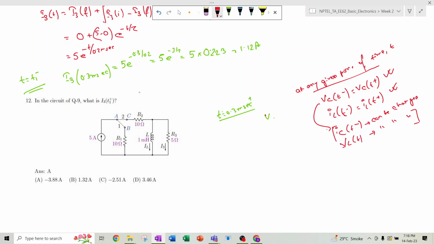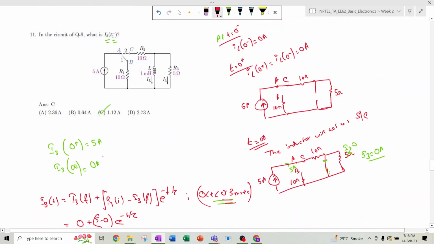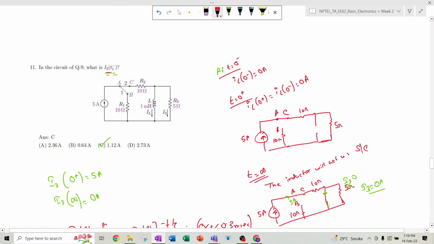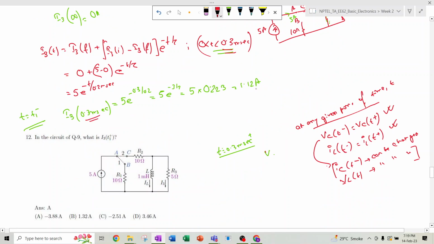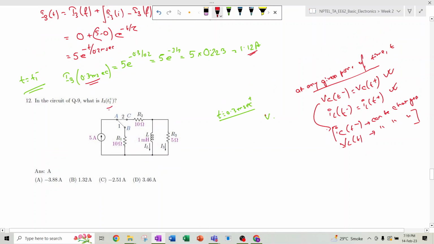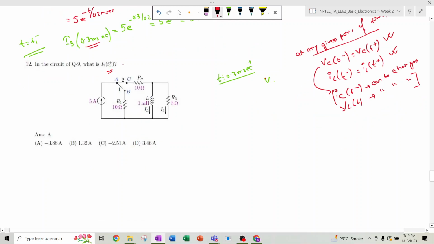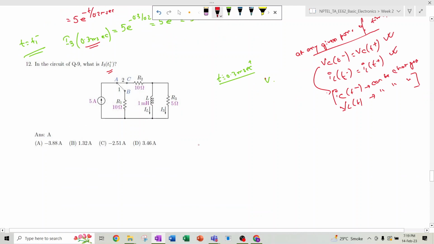In this question, I want to show you one thing: if we find the value of I3 at t1 minus, that means just before t equal to 0.3 millisecond, that value and the value just after 0.3 millisecond may or may not be the same, but we need to find it in another way. You cannot say that just after 0.3 millisecond the value of I3 is 1.12. That will be wrong.